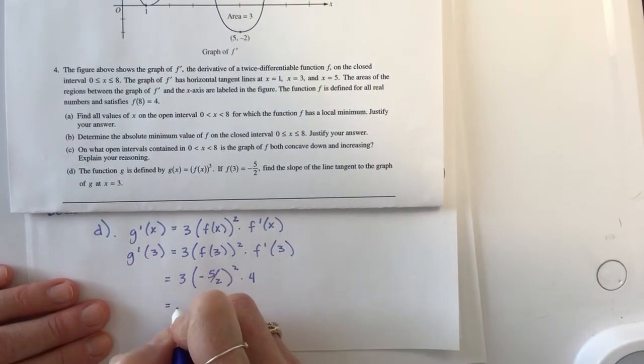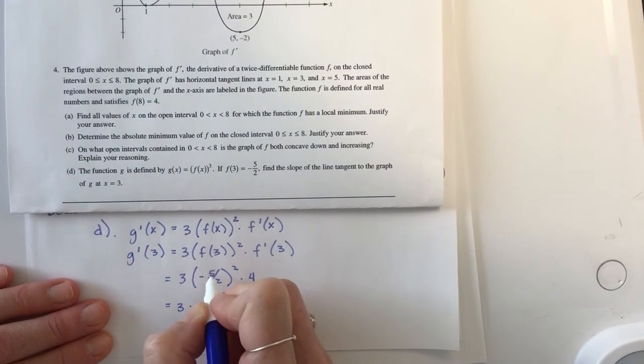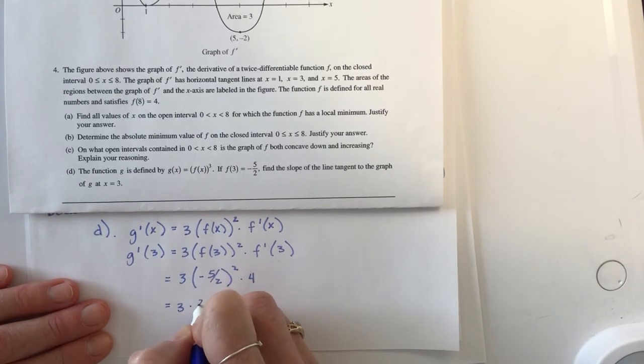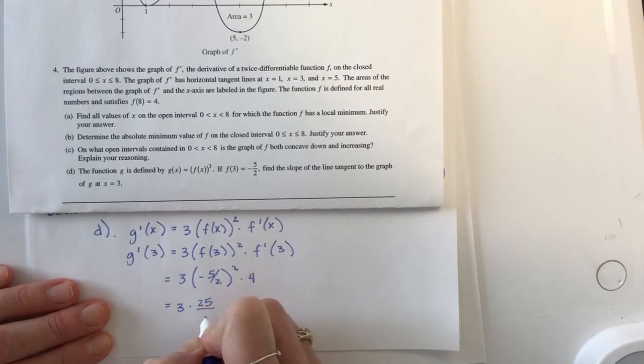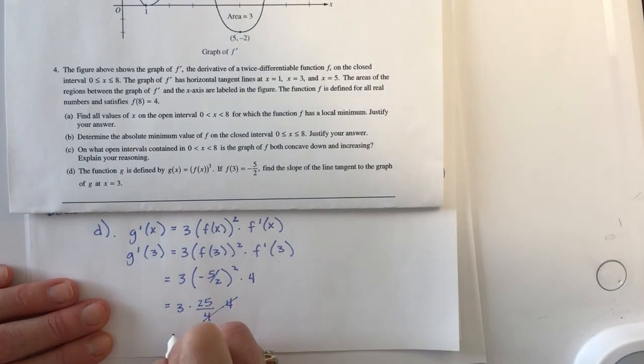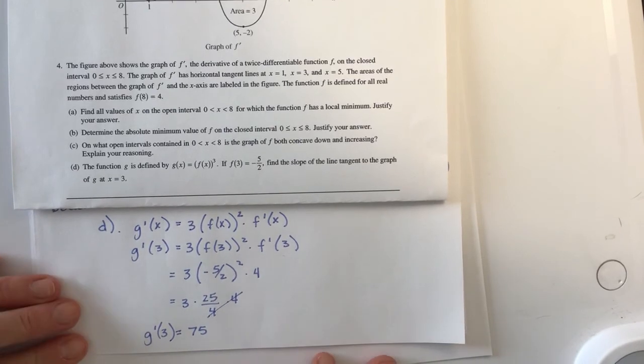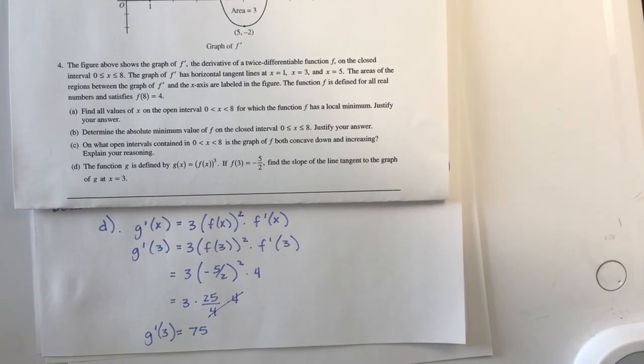Okay, and we could do this. 3 times, the negative's going to go away because we're squaring it, right? So 5 squared is 25, and 2 squared is 4, times 4. What happens to the 4? That goes away. So g prime of 3 is 75. And that should be the slope there. All right, I think we did it.